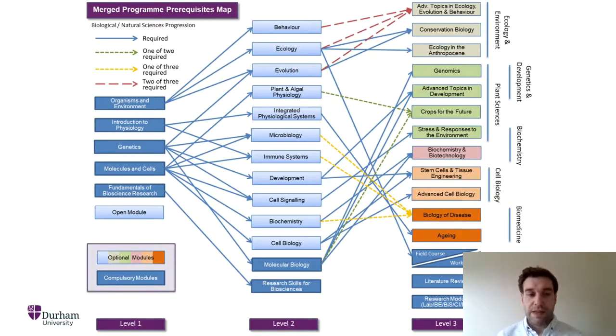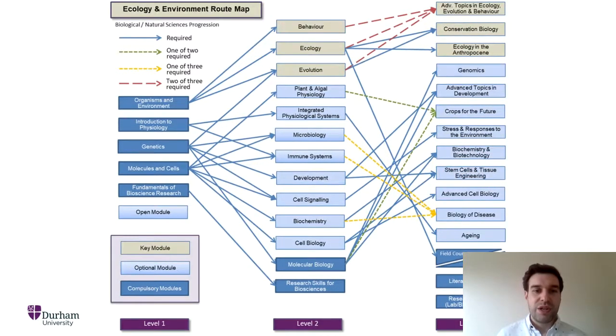Now I keep talking about themes, so let's see how that would work. How would you pick your modules to allow yourself to become more of an ecologist? You would, for instance, go for behaviour, ecology and evolution in the second year, because you need those to do the 3 core ecology modules that are in the third year. But remember, in the second year you've still got 1 option left, so you can just pick something else that you think might be really interesting.